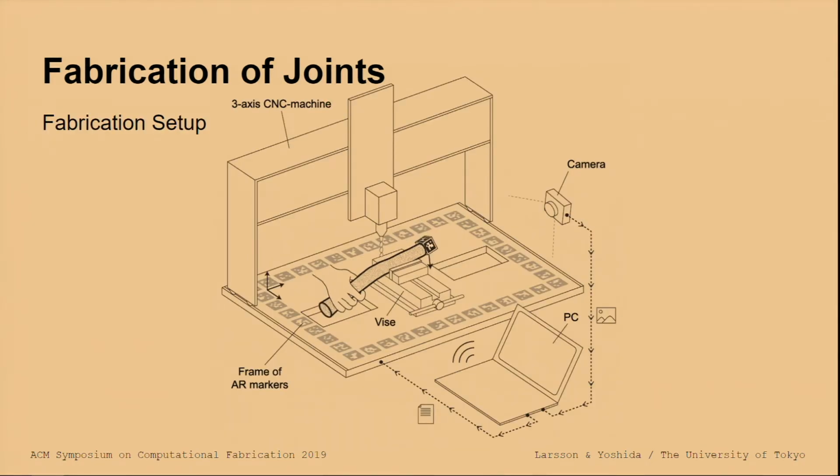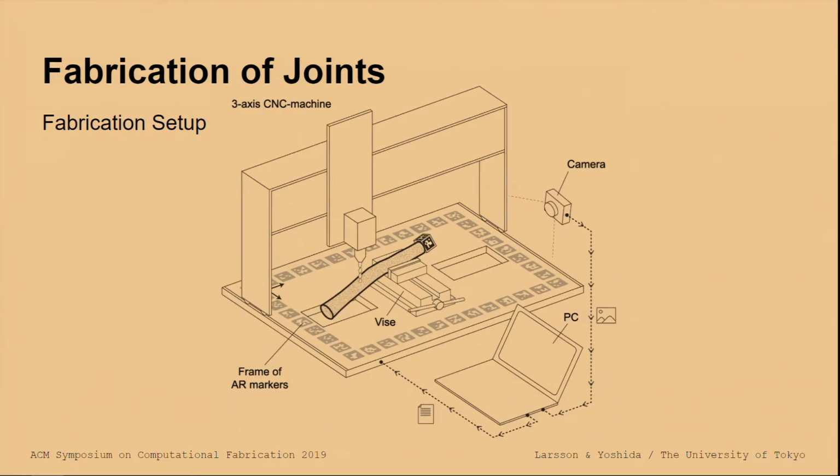And this is our fabrication system. So the camera can read the pose of the branch in relationship to the CNC machine. And then the user receives computer guidance in order to position the branch correctly. It's an audio-visual feedback system. And then the user fixes the branch in the vise, and the joint can be milled out.